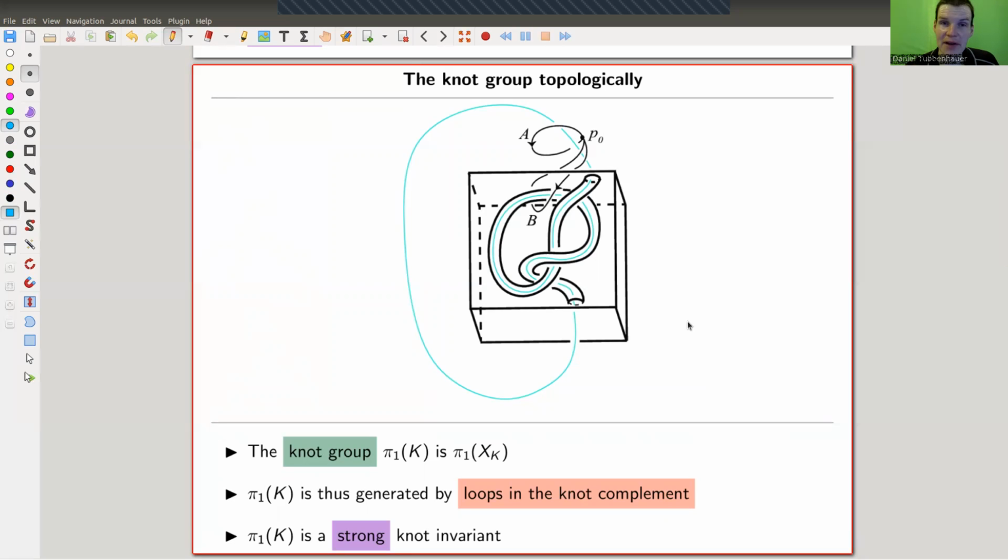If you don't know what pi1 is, I'm going to explain it roughly here, and then on the next slide I give you a completely algebraic description. So actually we don't really need to know what pi1 is, but if you know what pi1 is, the knot group is just pi1 of the knot complement.